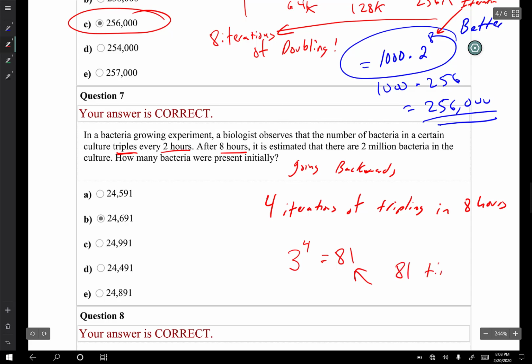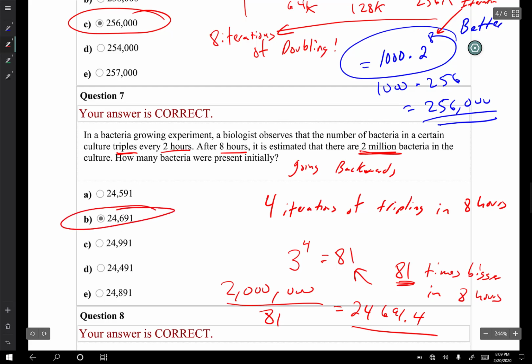So if it got 81 times bigger, take the 2 million and divide by 81. So 2 million, 1, 2, 3, 4, 5, 6, divided by 81 gave me 24,691.4. So there it is.